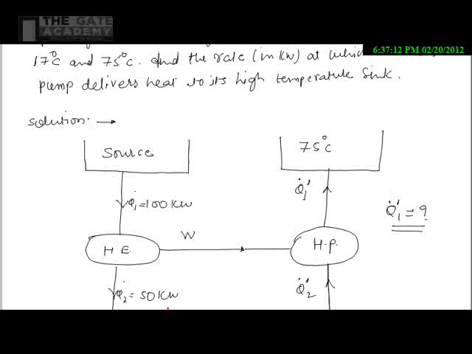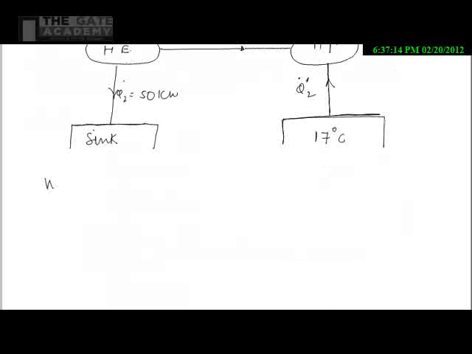So now first calculate the W. We know W is nothing but Q1 dot minus Q2 dot. So W equals 100 minus 50, so W will come 50 kilowatt. That is work per unit time.